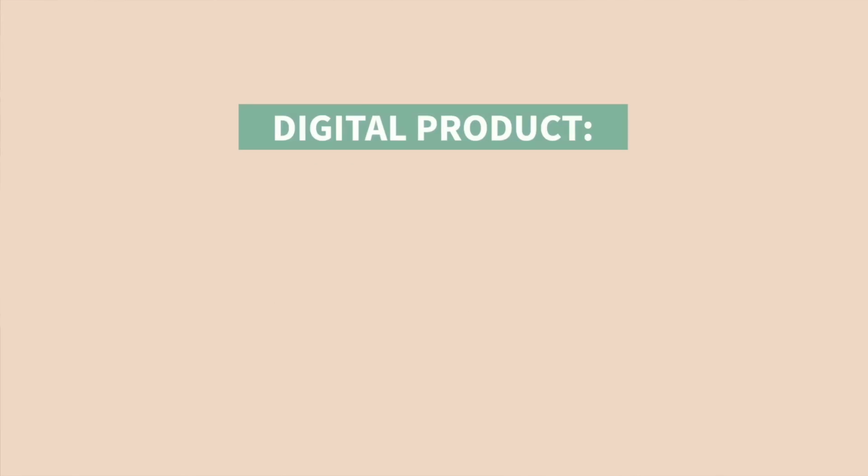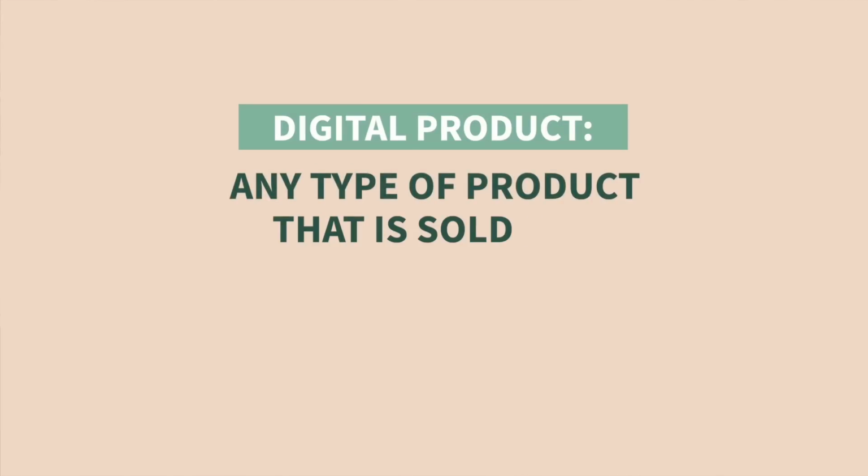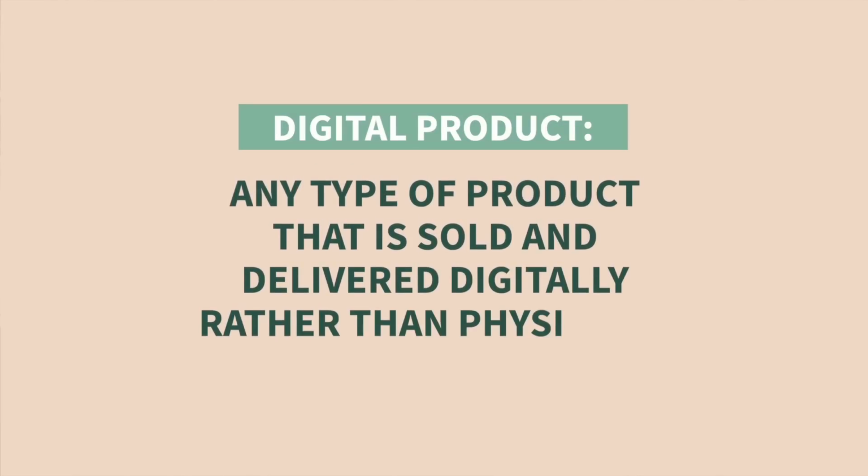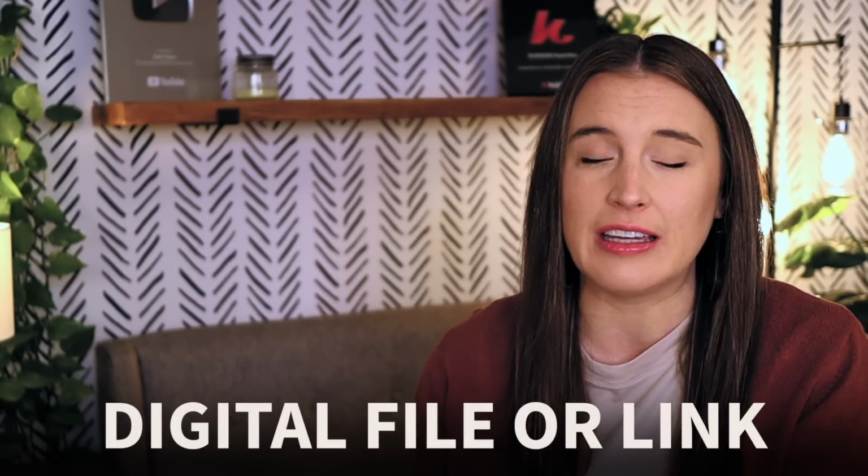Simply put, a digital product is just any type of product that is sold and delivered digitally rather than physically. When a customer orders a digital product, they're not receiving any type of physical or tangible item. They're receiving a digital file or link. Now, within the broad category of digital products, there are tons of different types of digital products and lots of different subcategories underneath this. For instance, printables are a type of digital product that are really popular. And again, even the sub-niche of printables has a really wide variety of specific types underneath it.